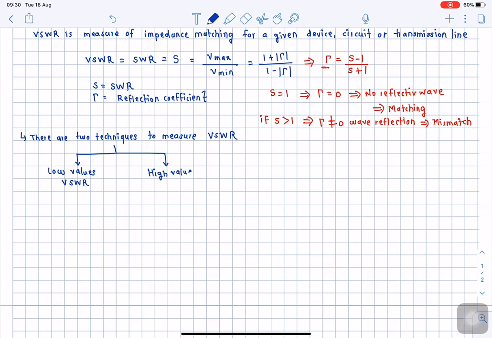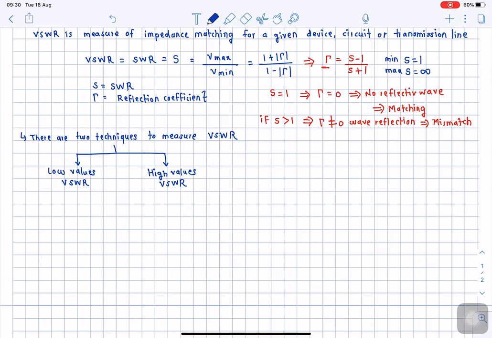High values of VSWR. Can you imagine what should be the maximum value of standing wave ratio? From this particular relationship, the minimum value of standing wave ratio is equal to 1, and the maximum value of standing wave ratio is equal to infinite.